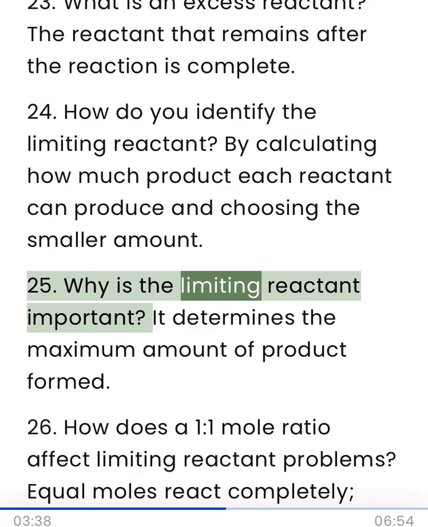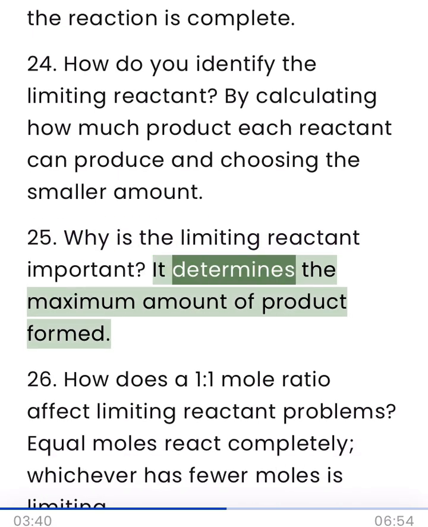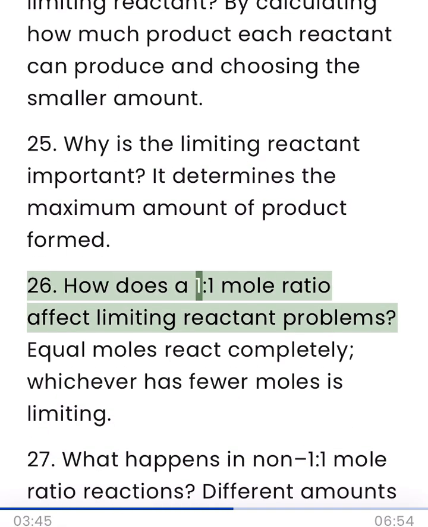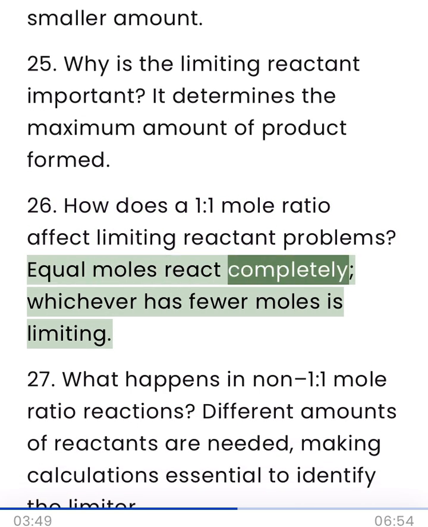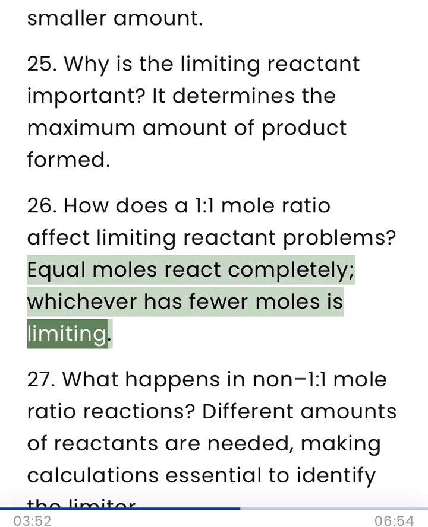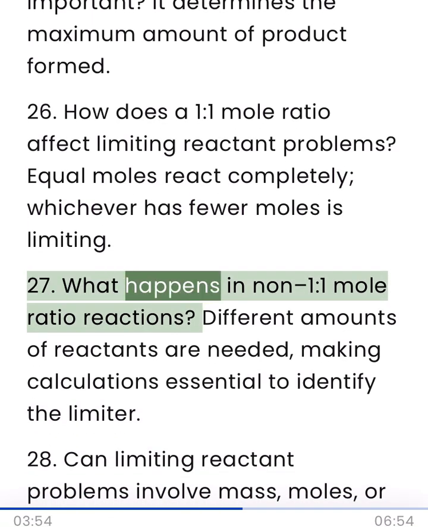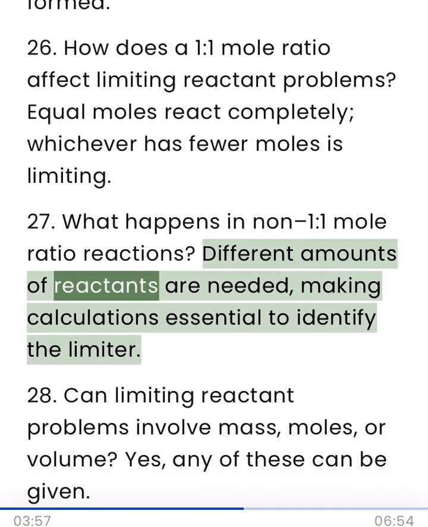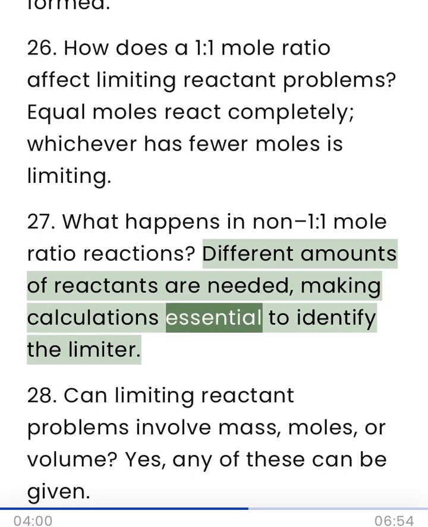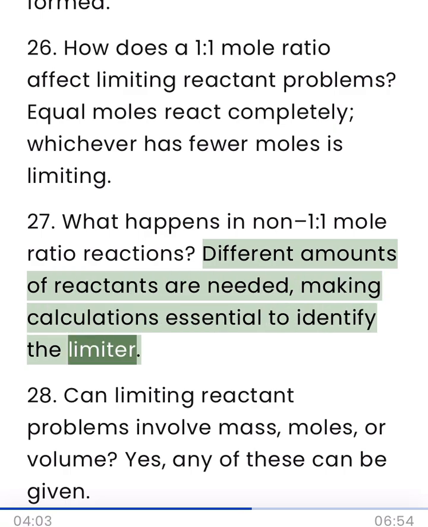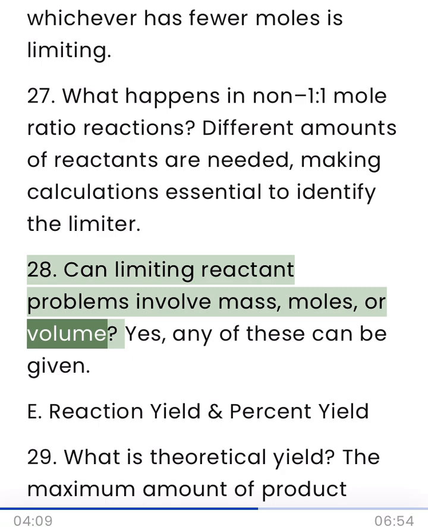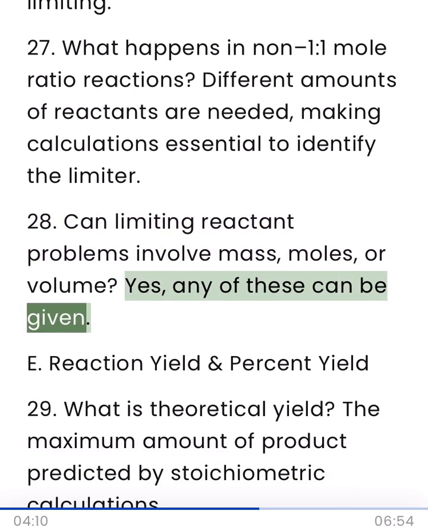25. Why is the limiting reactant important? It determines the maximum amount of product formed. 26. How does a 1-to-1 mole ratio affect limiting reactant problems? Equal moles react completely. Whichever has fewer moles is limiting. 27. What happens in non-1-to-1 mole ratio reactions? Different amounts of reactants are needed, making calculations essential to identify the limiter. 28. Can limiting reactant problems involve mass, moles, or volume? Yes, any of these can be given.